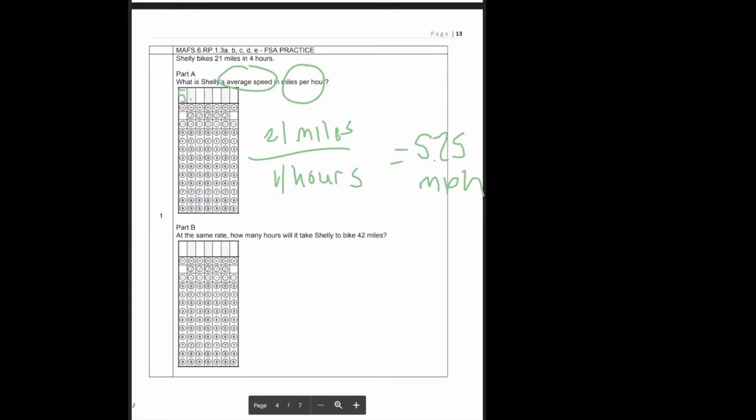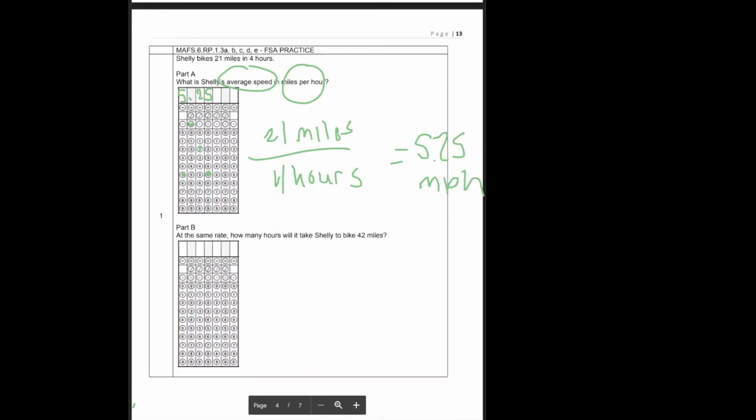I don't think this first part was too bad. Yeah, that's easy. And then the next one is kind of going to the idea of the relationship. That will be really important, because noticing the relationship means you're understanding the math better. So let's look at part B. It says at the same rate, so she's traveling at the same rate of 5.25 miles per hour, how many hours will it take Shelly to bike 42 miles?